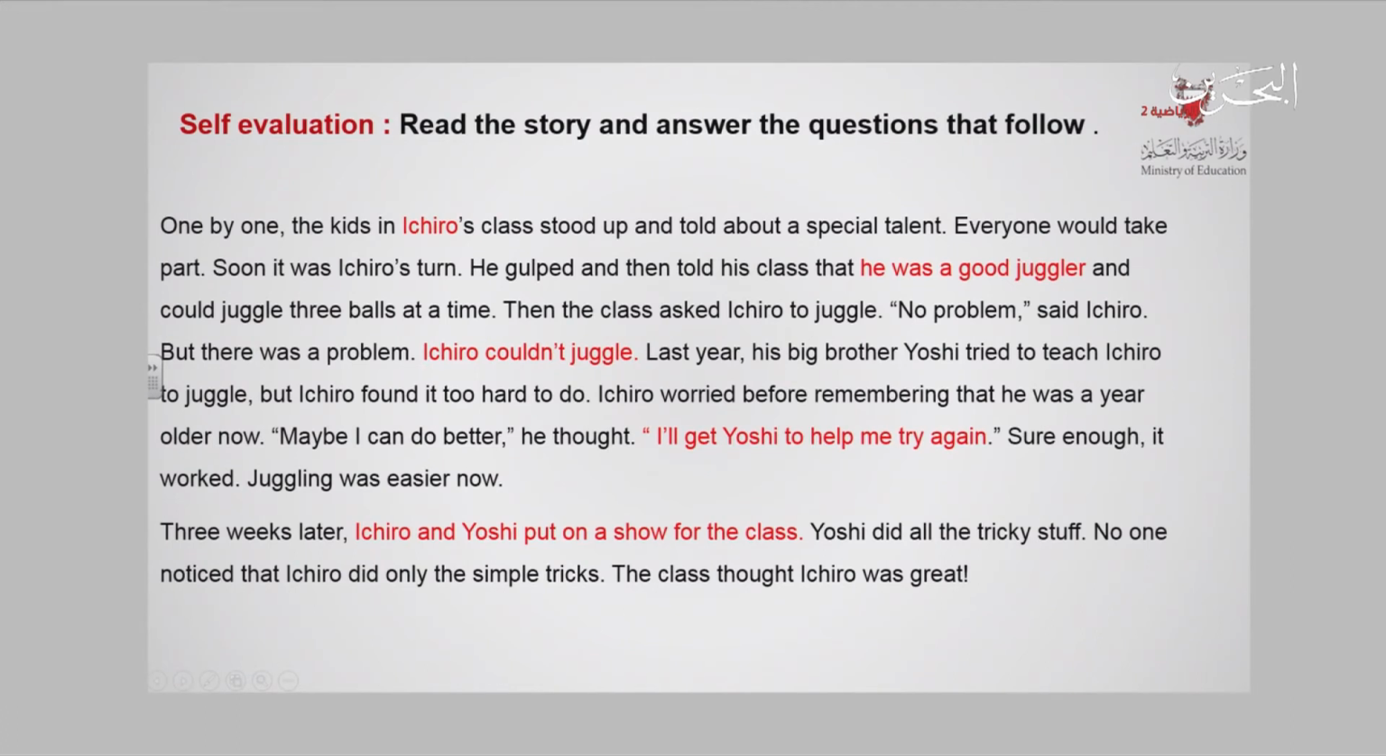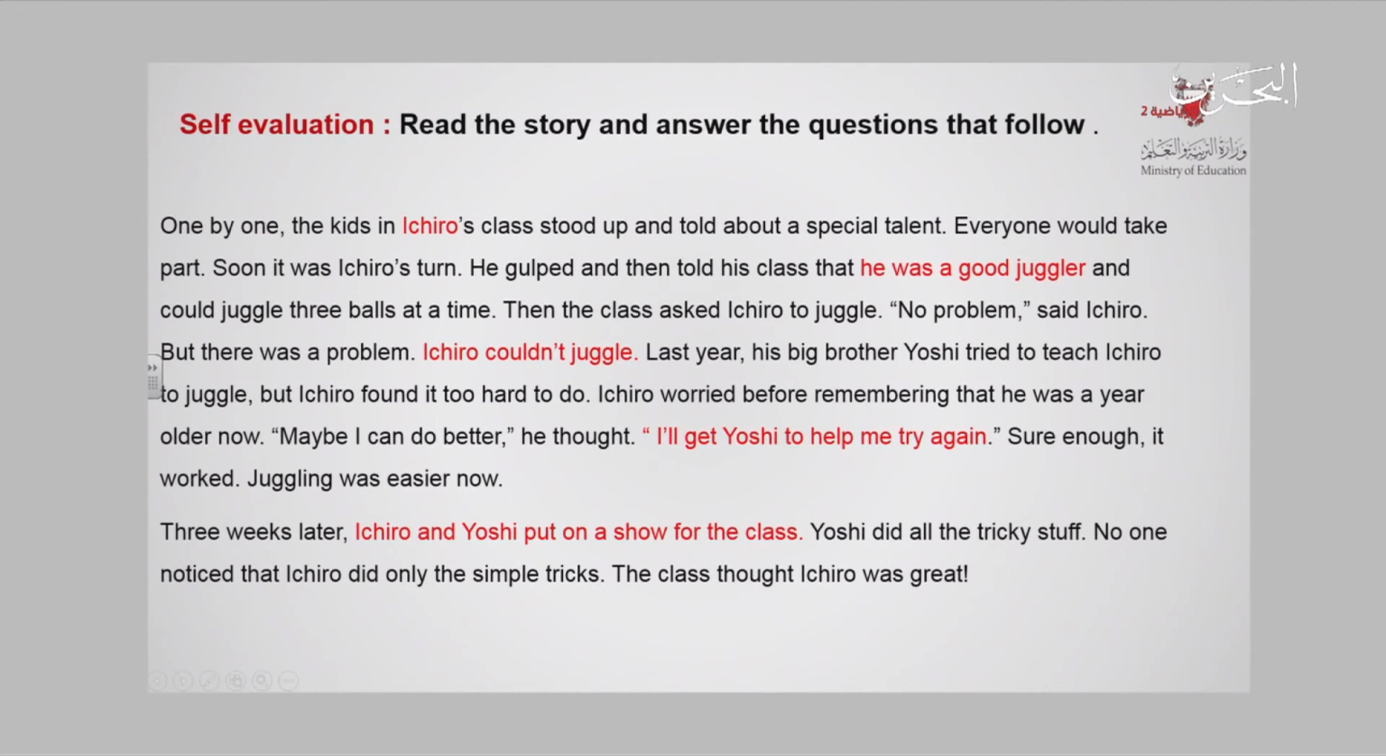Orcho could not juggle. Last year, his big brother, Yoshi, tried to teach Orcho to juggle, but Orcho found it too hard to do. Orcho worried before remembering that he was a year older now. Maybe I can do better, he thought. I will get Yoshi to help me try again. Sure enough, it worked. Juggling was easier now.